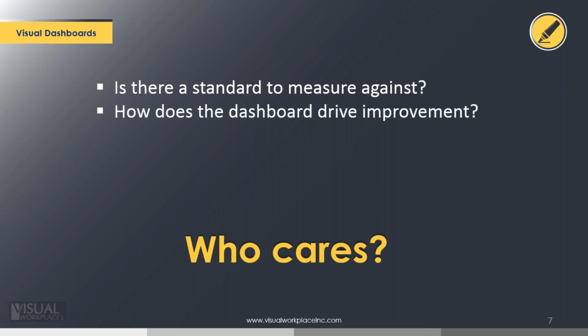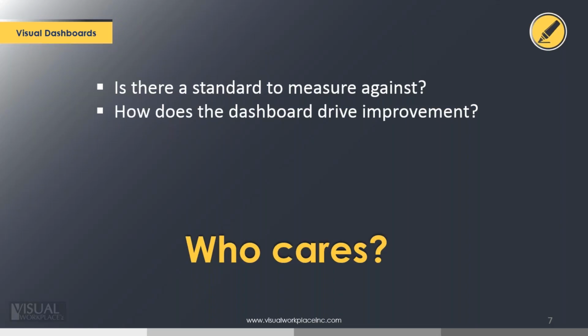And you start by looking at the standard. Is there a standard to measure against? Everybody always wants to know what the score is. Am I ahead or behind? So if you don't have a standard and you're just collecting data to establish a standard, well, that's a good thing to know, but it does have an impact.